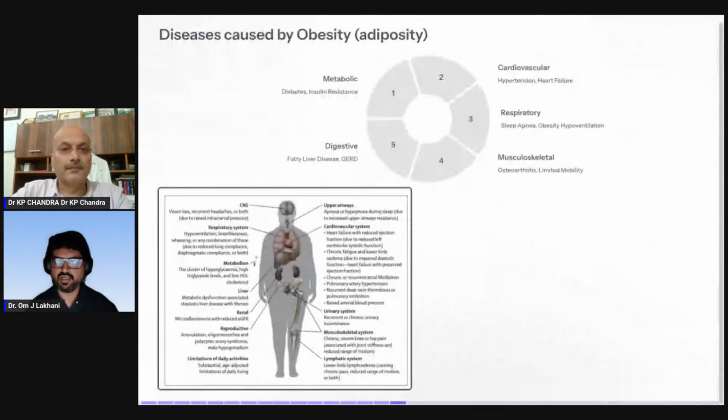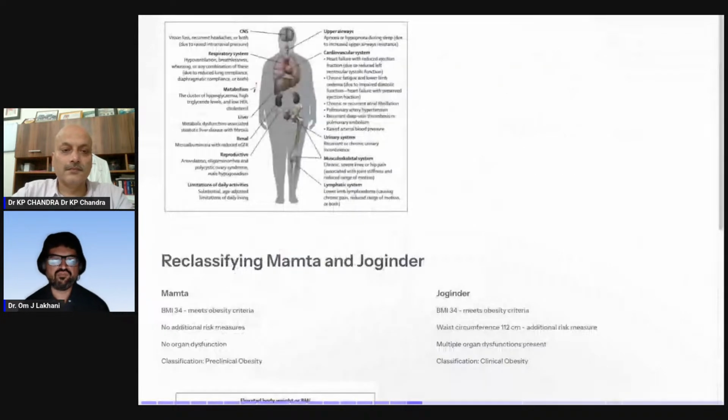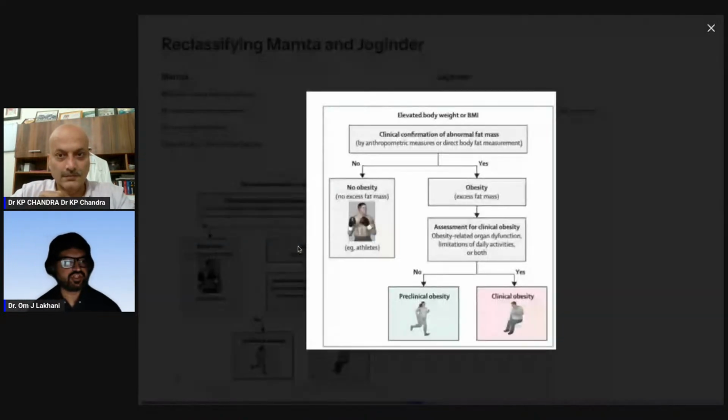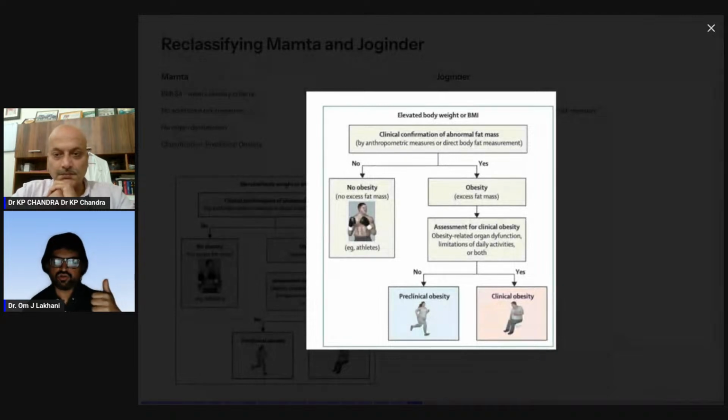So again, if we reclassify Mamta and Joginder, right, quite clearly, Joginder has clinical features which define Joginder as having clinical obesity. So if you see, Joginder has BMI criteria which is fulfilled.